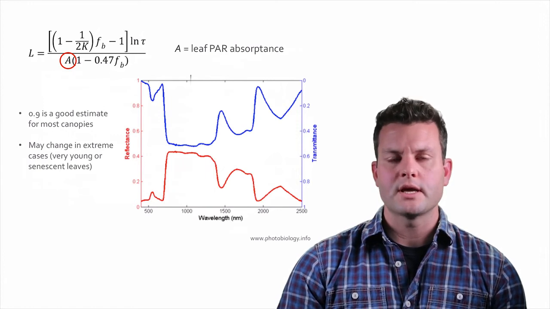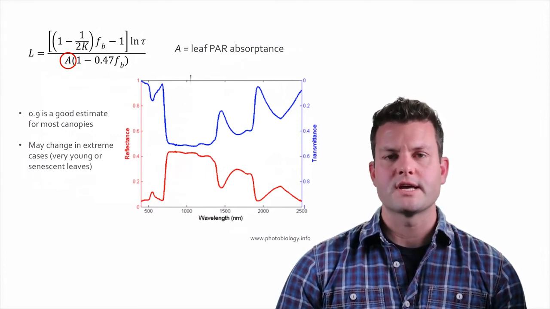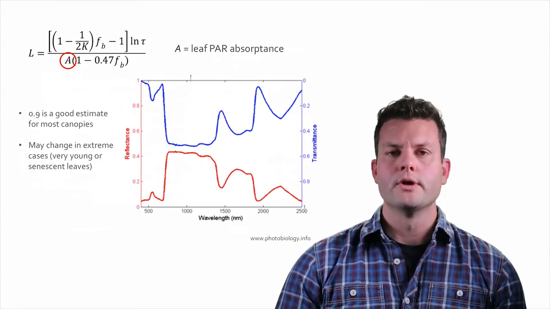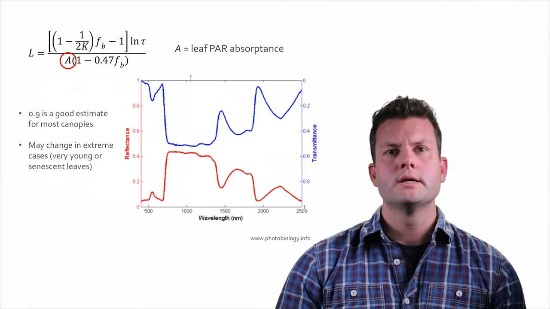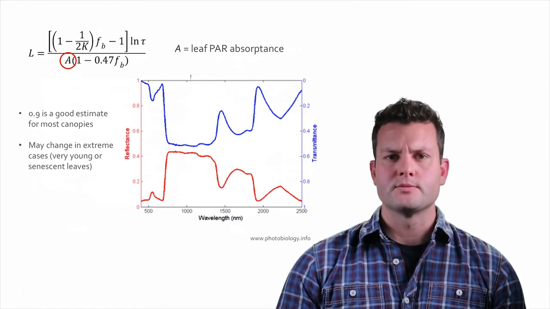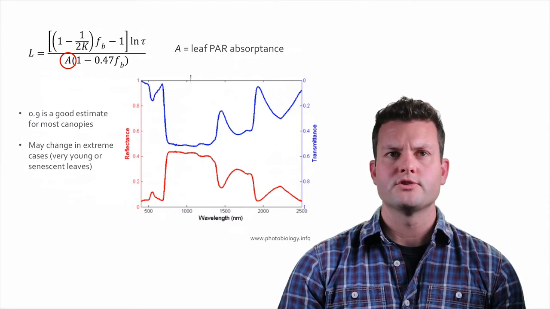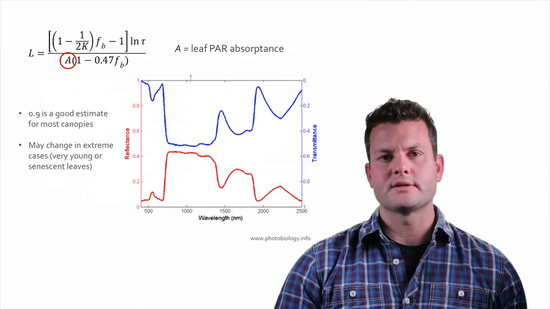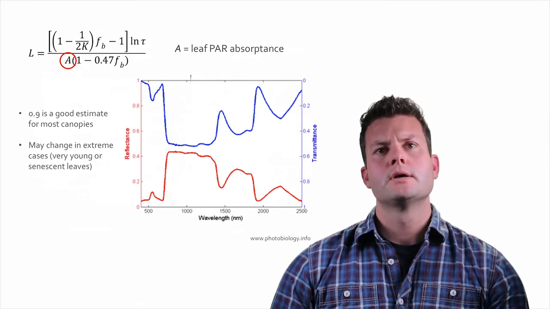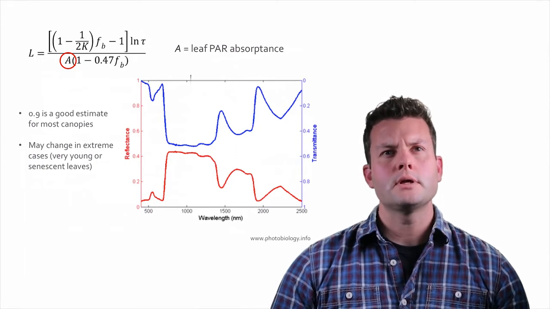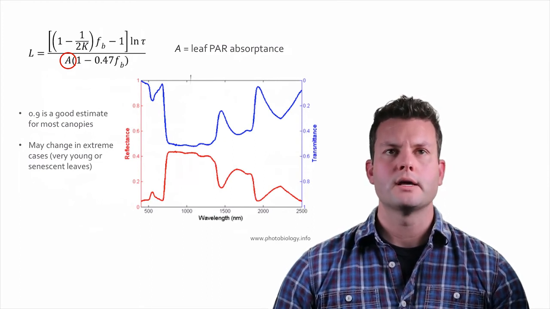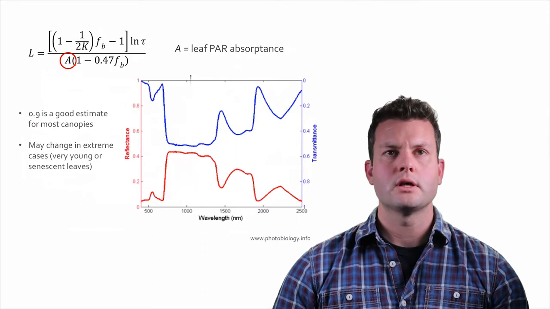Now, this might not be the case in some extreme examples. For example, if leaves are extremely young, their absorptance can be quite a bit lower than 0.9. When they're senescent, they can be lower than 0.9. And certainly if you have very hairy or extremely waxy leaves, this absorptance term can be quite a bit lower than 0.9. But other than those cases and maybe some other extreme case, a value of 0.9 is a very good estimate for leaf absorptance, and really values that deviate just slightly from 0.9 are not going to have dramatic impacts on a calculation of LAI.